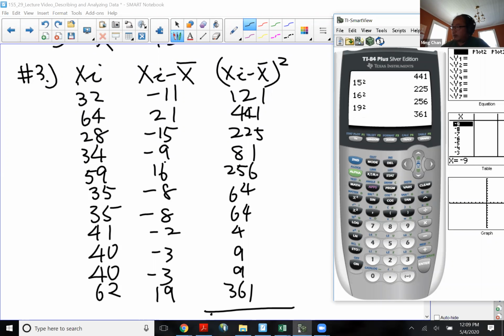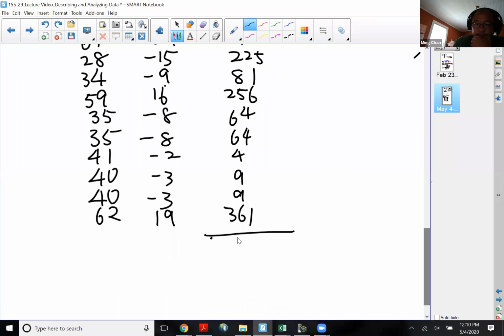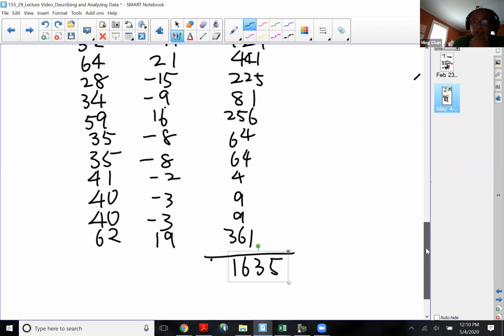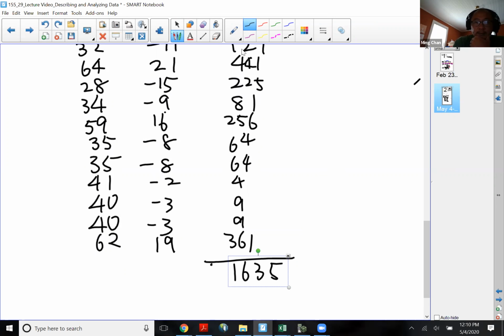121 plus 441 plus 225 plus 81 plus 256 plus 64 plus 64 plus 4 plus 18 plus 361. I add them all up, which is actually 1635. Add them all up and divide by how many I added, 11.